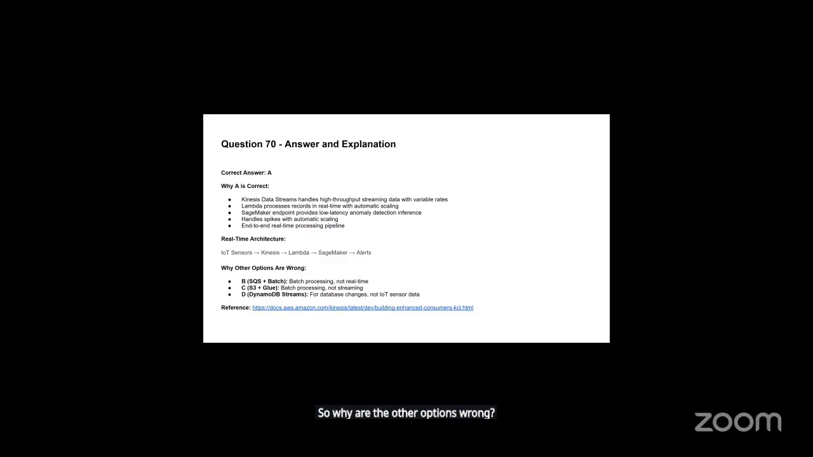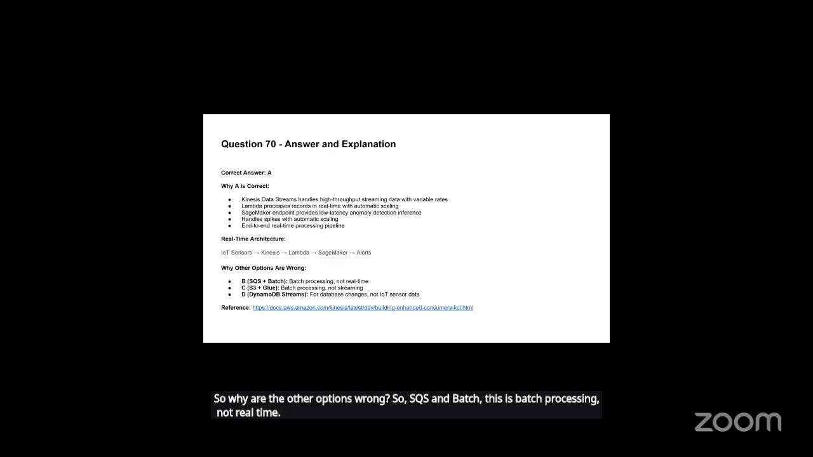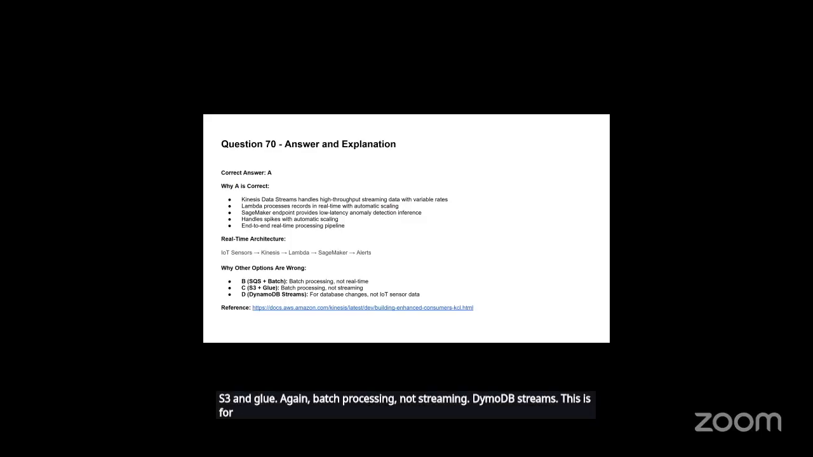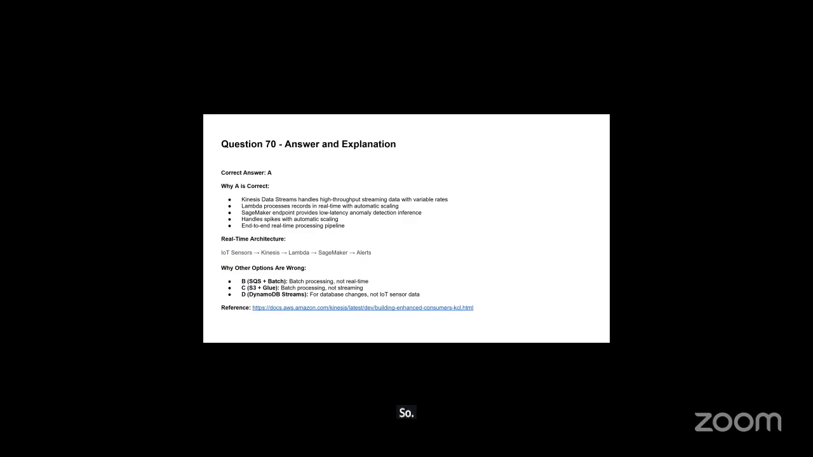So why are the other options wrong? So SQS and batch, this is batch processing, not real time. S3 and Glue, again, batch processing, not streaming. DynamoDB Streams, this is for databases, not sensor data. So know your use case and you'll be able to work backwards from there.